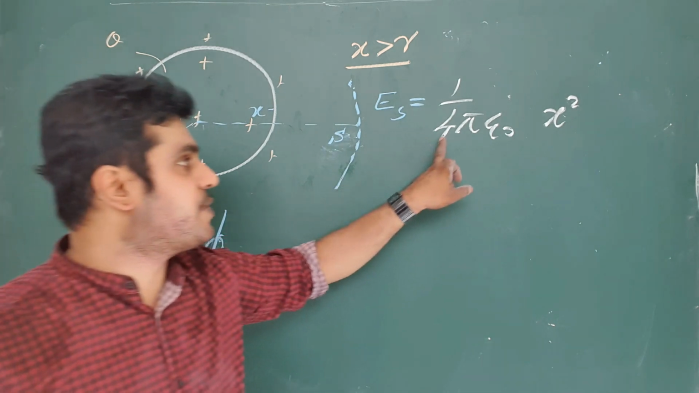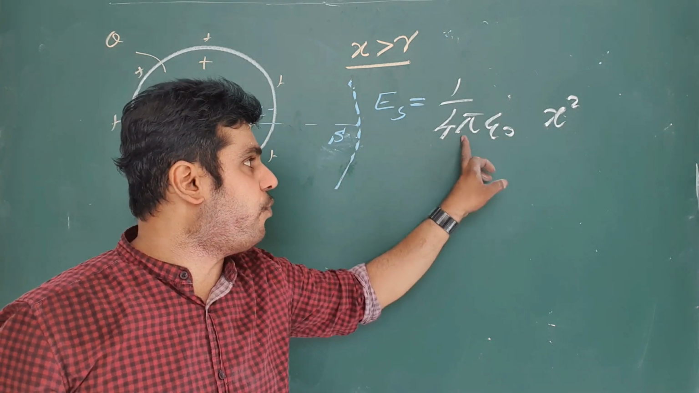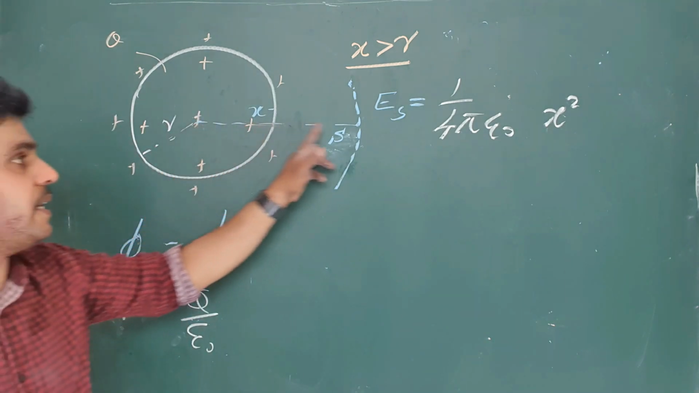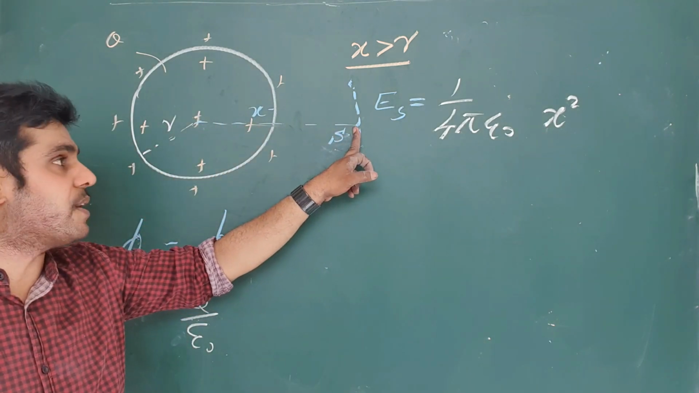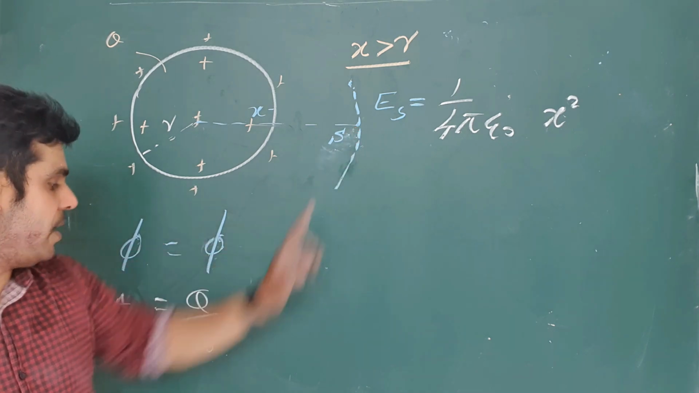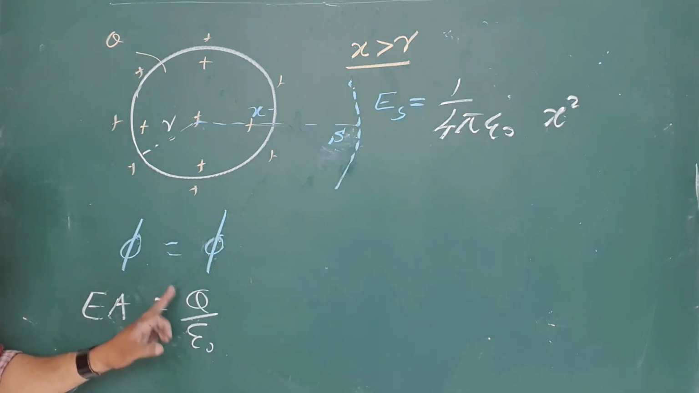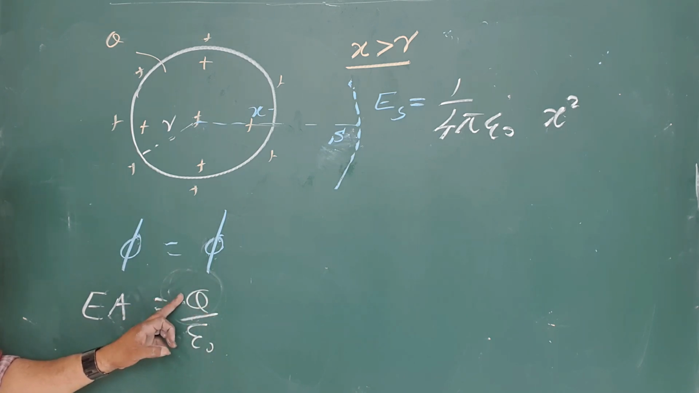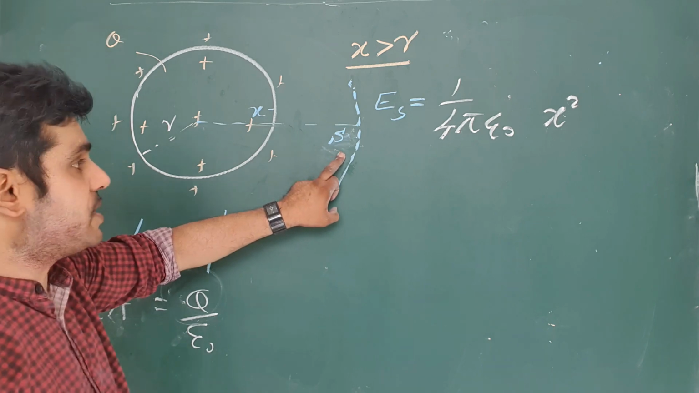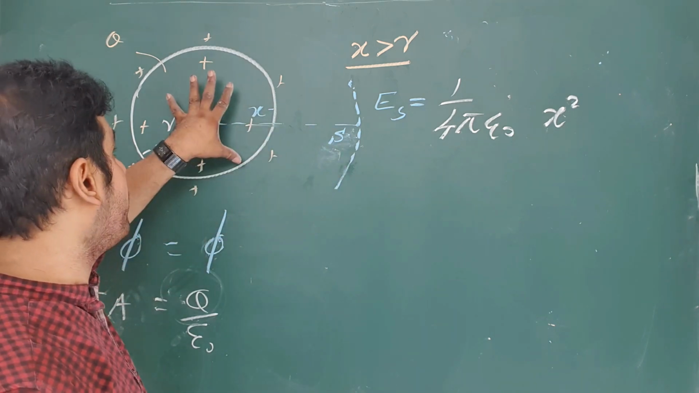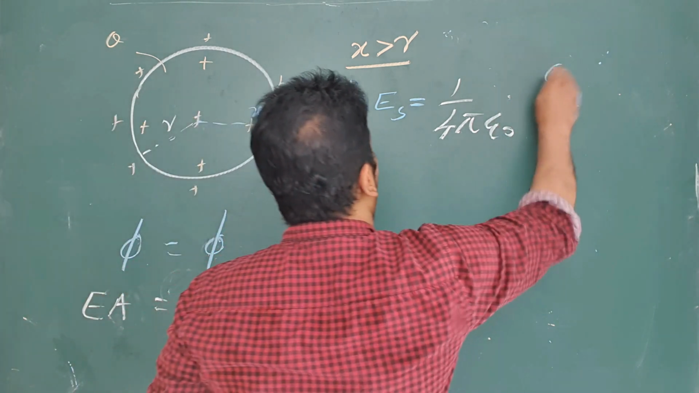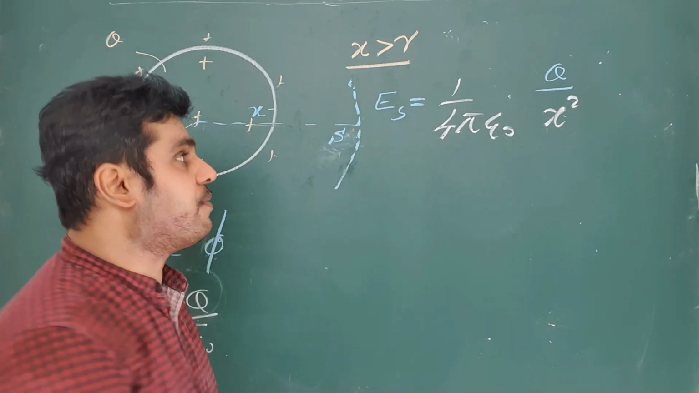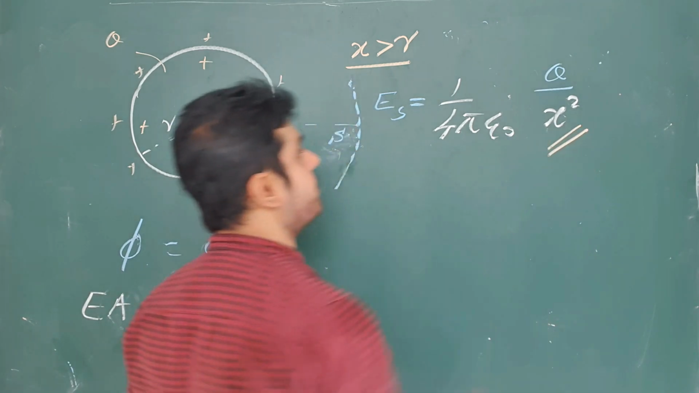Now everyone knows 4 pi x squared represents A, the area of our considered Gauss surface, and it should be divided by epsilon naught. Q should be the algebraic summation of charges inside the Gauss surface. Now this is the Gauss surface. Inside the Gauss surface, the charge is the whole charge, that is Q. Now this is the electric field intensity at point S.